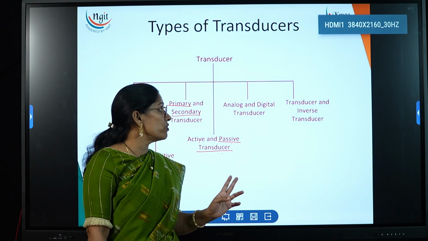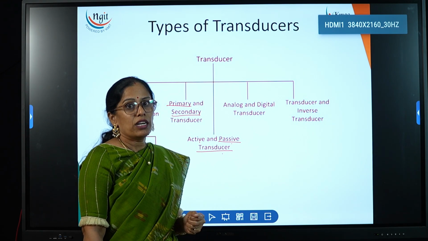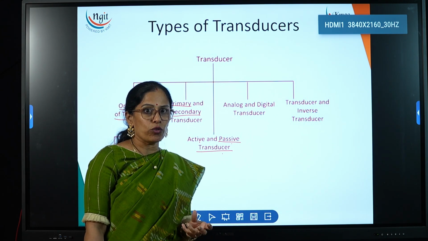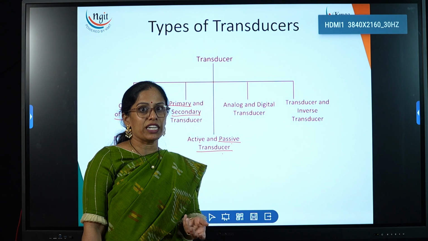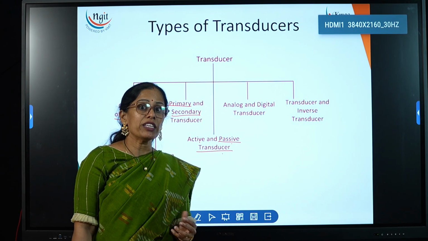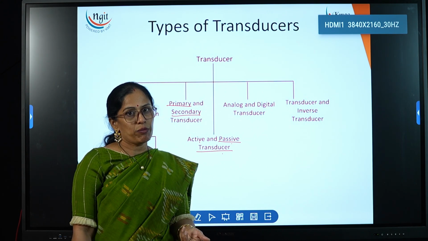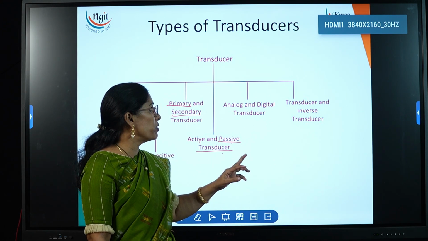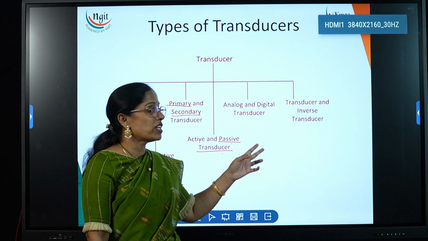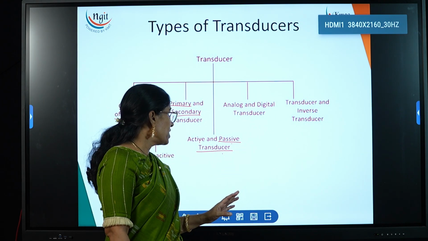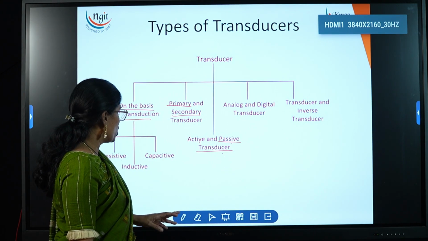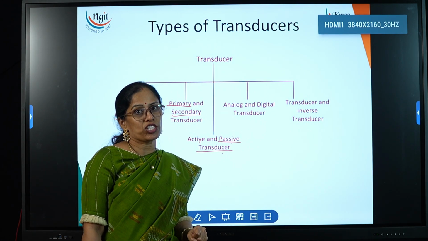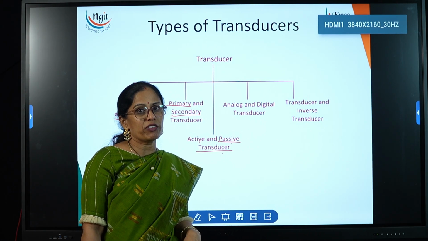The best example for the inverse transducer is a crystal. When we apply force to the crystal, it will generate an electrical signal. When we apply an electrical signal, it will give mechanical force. So the crystal is an example of both transducer and inverse transducer. Now these are the different types of transducer, and in the next lecture we will study the three different types of transducer. The first one is LVDT, which we will study in the next lecture.